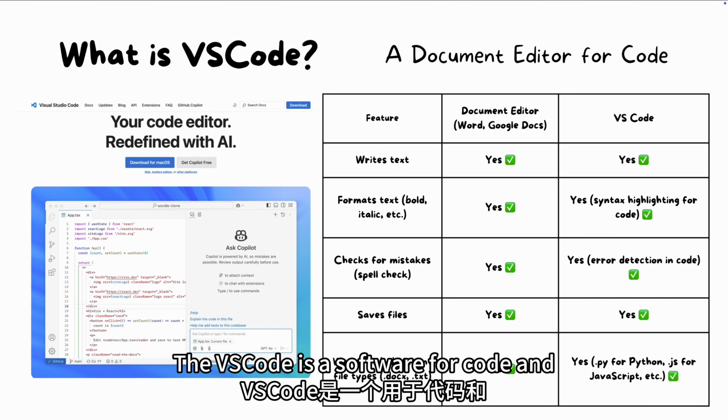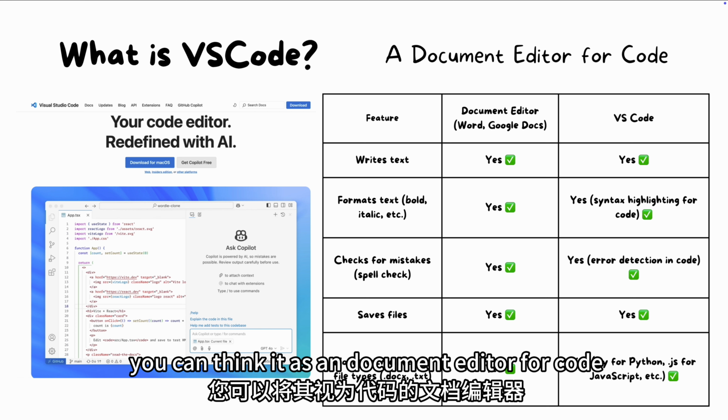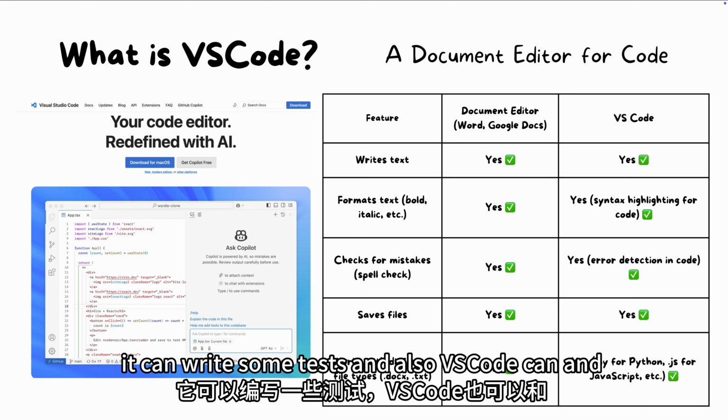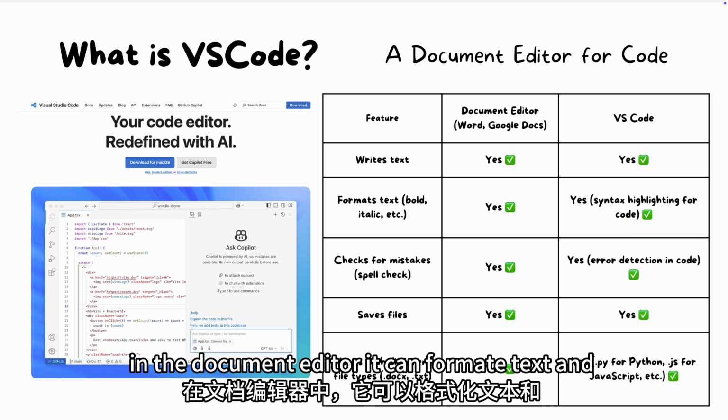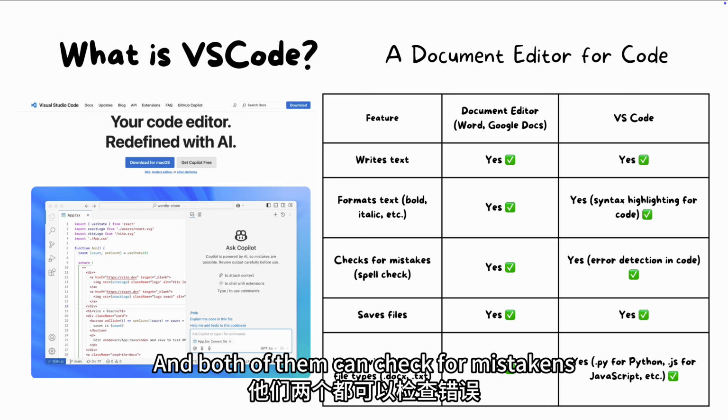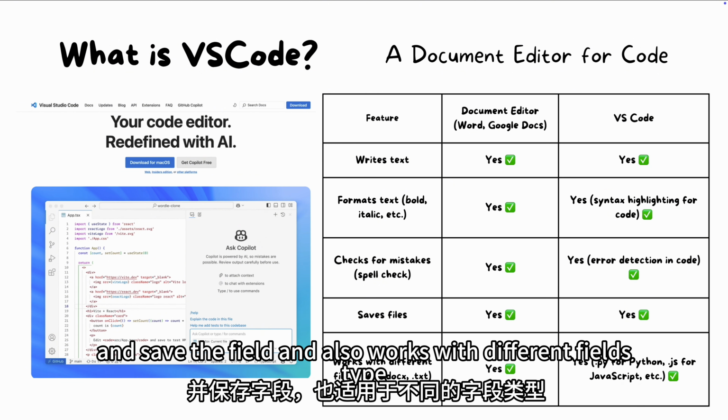VS Code is software for code, and you can think of it as a document editor for code. For example, a document editor can write text, and VS Code can too. A document editor can format text, and VS Code can highlight code. Both of them can check for mistakes, save files, and work with different file types.